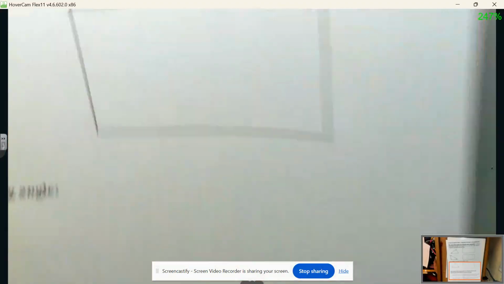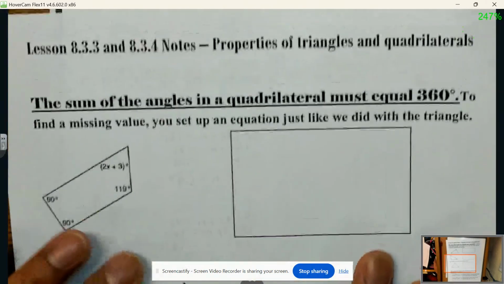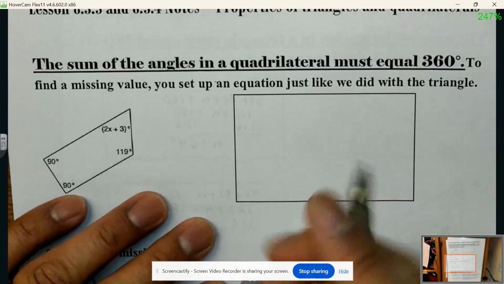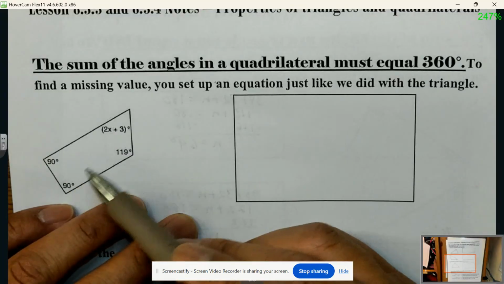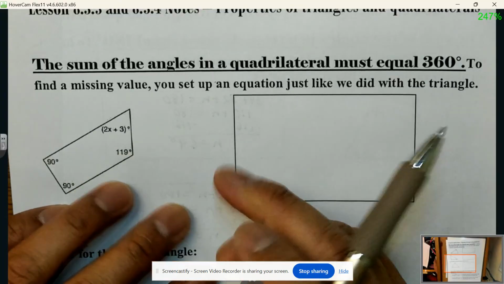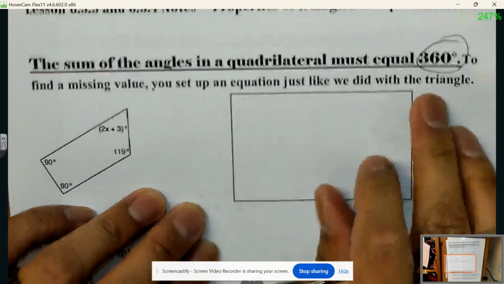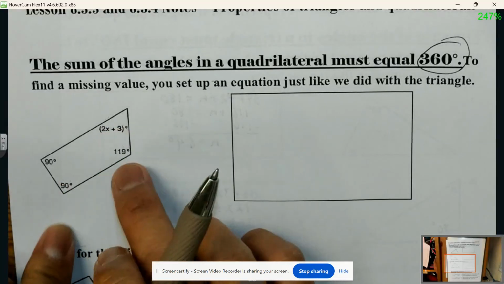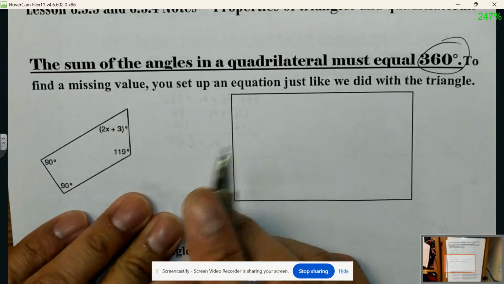Okay, now when we're looking at the back side, we now have quadrilaterals. Now quadrilaterals, we measured the angles of a quadrilateral earlier when we were constructing, and we found out that all 4 angles of a quadrilateral equal 360 degrees. Okay, so to find the missing value for x and then find that angle, we would do the same thing we did with the triangles.